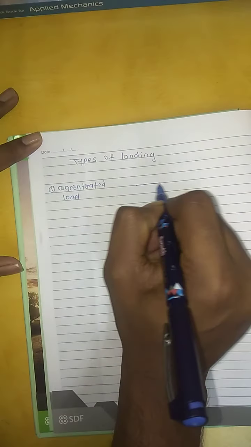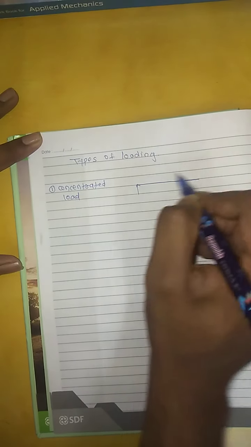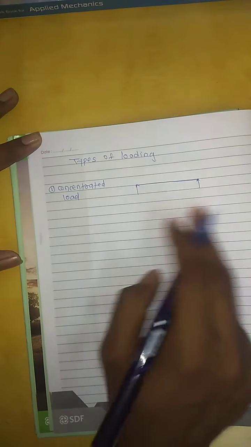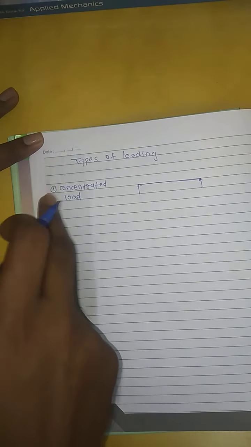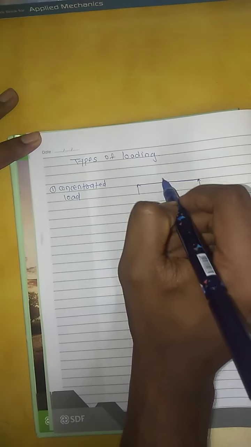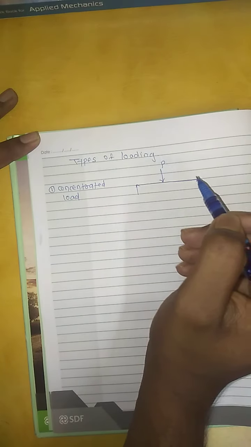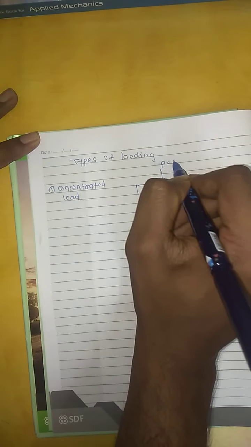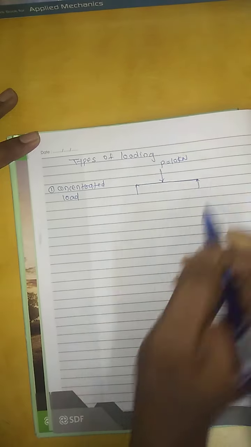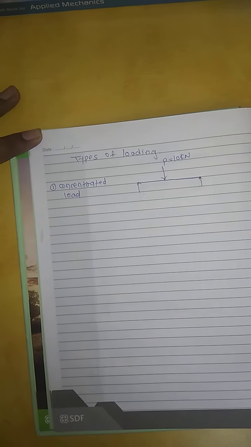So suppose this is the beam. Tell me in the comment box which type of beam this is. Okay, for type of loading 1, I will give the information of the concentrated load. So a concentrated load is shown like this, P, or here there will be a value of 10 kilonewton, 20 kilonewton. Okay, comment which type of beam I have shown for the concentrated load.